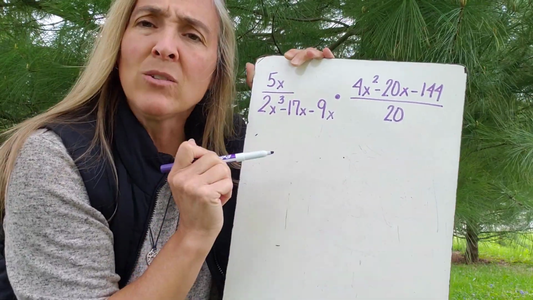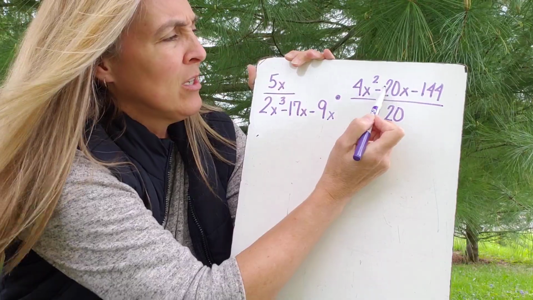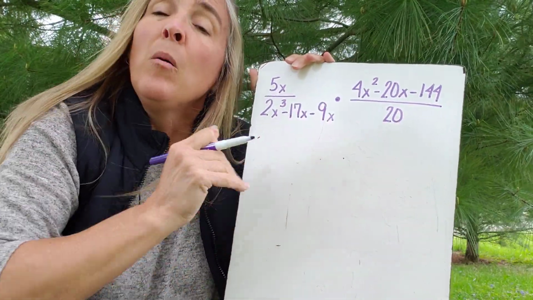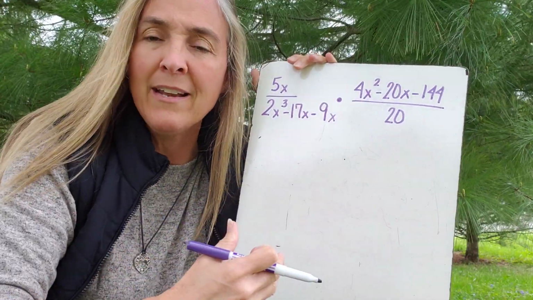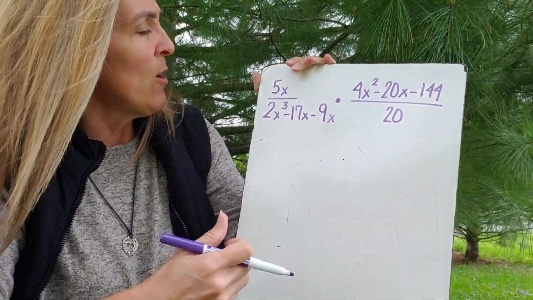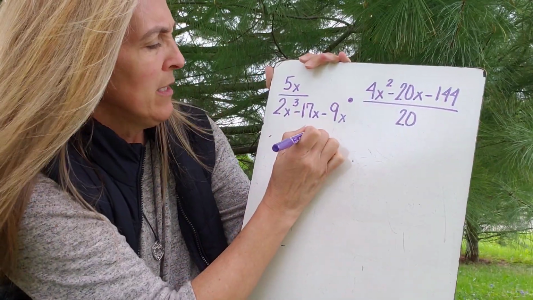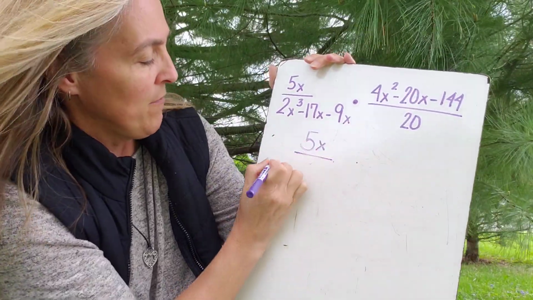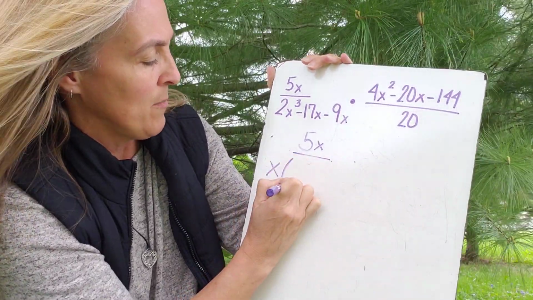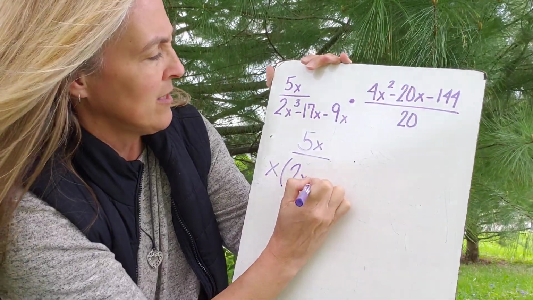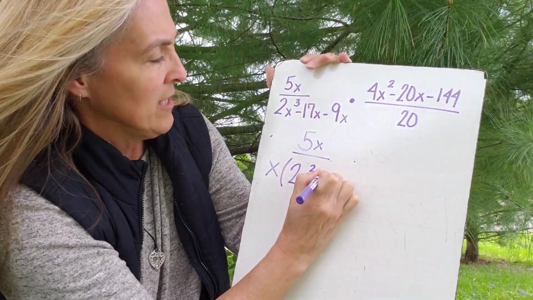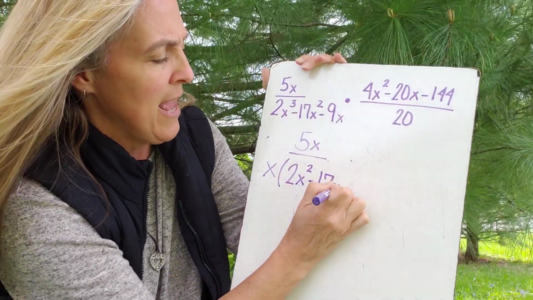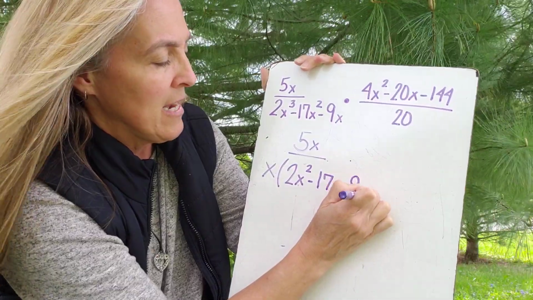Remember, you can't cancel if these things are being attached with a plus or a minus sign. So you can't just start crossing things off at that point. But anything that's being multiplied, you are able to cancel. So I would keep this 5x in the numerator, and I would go ahead and factor an x out of this denominator, leaving me 2x squared minus 17. This should have an x by it, sorry, 17x, and then minus a 9.